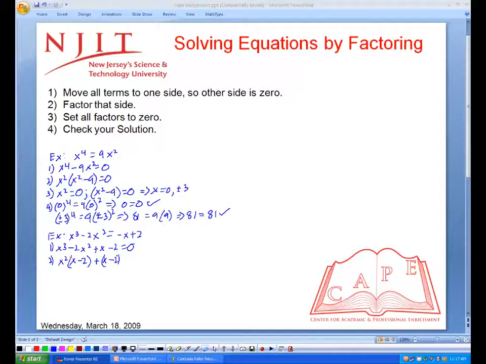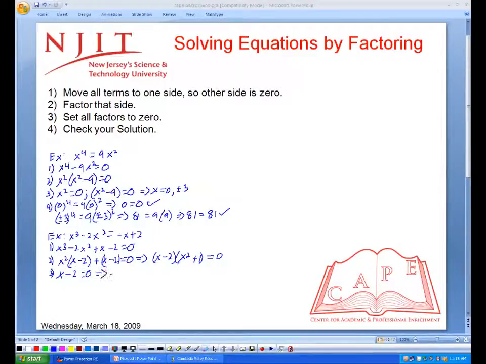So we have x minus 2 in common here. We can factor out the x minus 2. So x minus 2 times x squared plus 1. So we factor out the x minus 2, and we're left with x squared plus 1 over here. That equals 0. And the third step is to let all the factors go to 0.